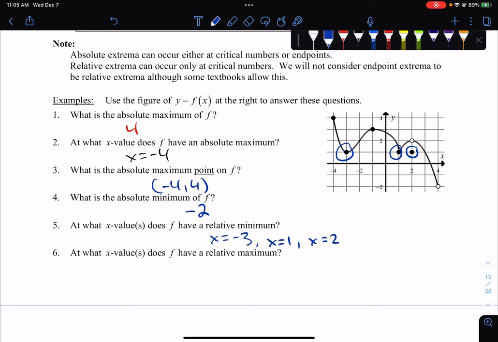My relative maximums happen right here. I have a relative maximum, and that's my only one. My end point is not a relative maximum, so I wouldn't consider that end point at -4. So at x equals -1, I have a relative maximum.